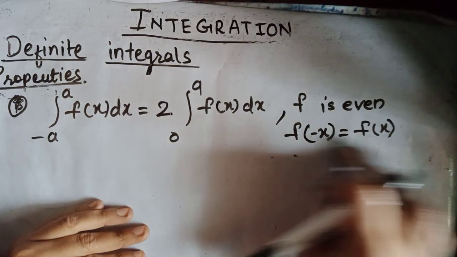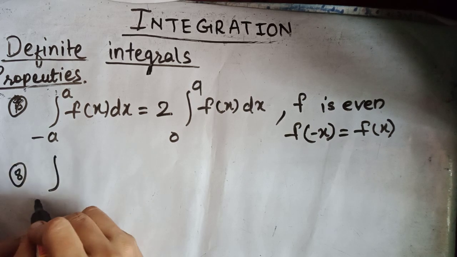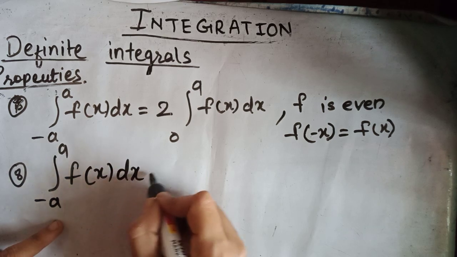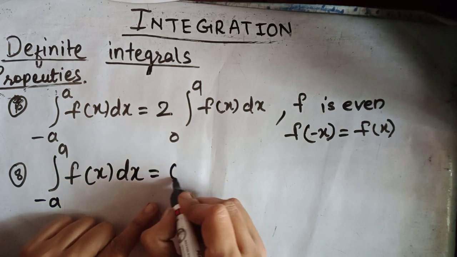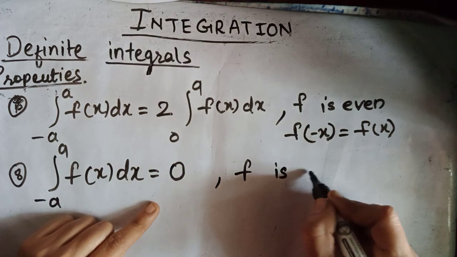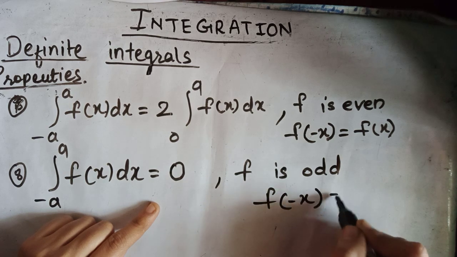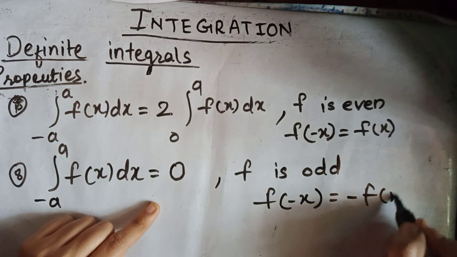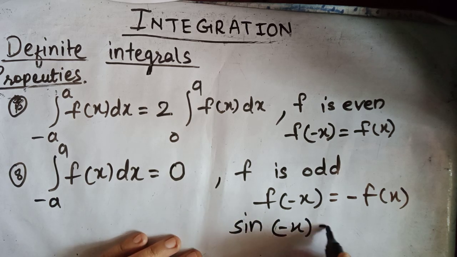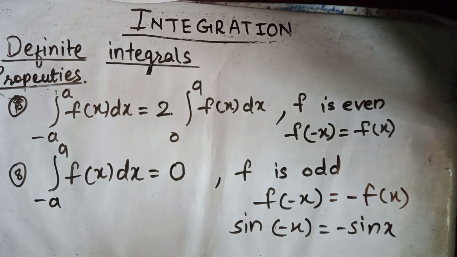That time you can use this property. And if the same limits are there but the function is odd, the answer becomes 0. That is, f of minus x will give you minus f of x. A particular case is sine of minus x gives you minus sine of x. So this is your odd function.